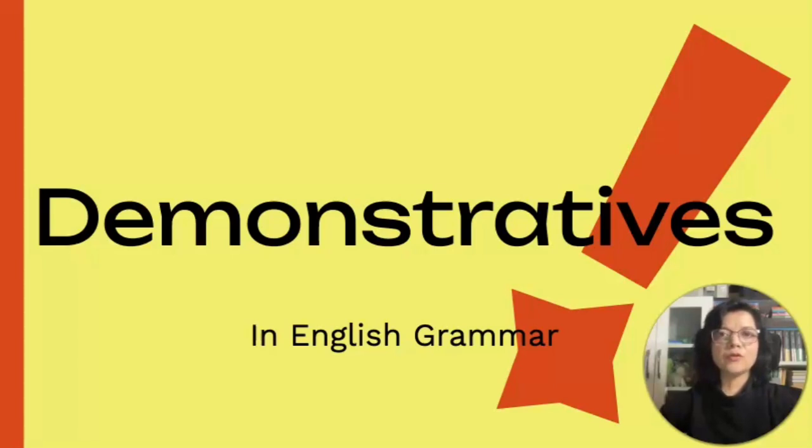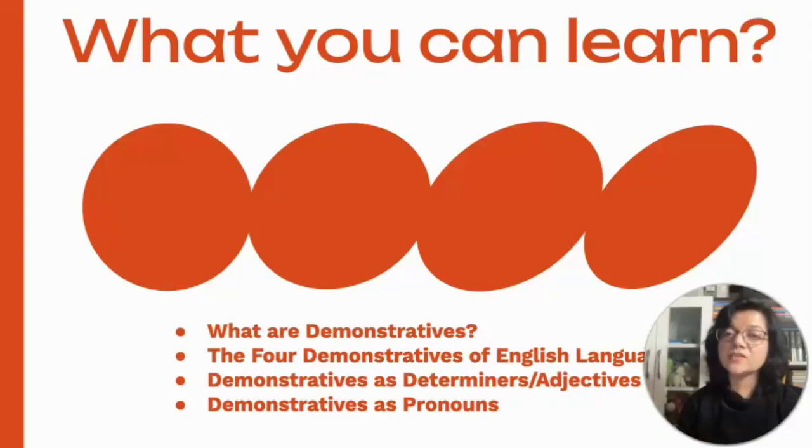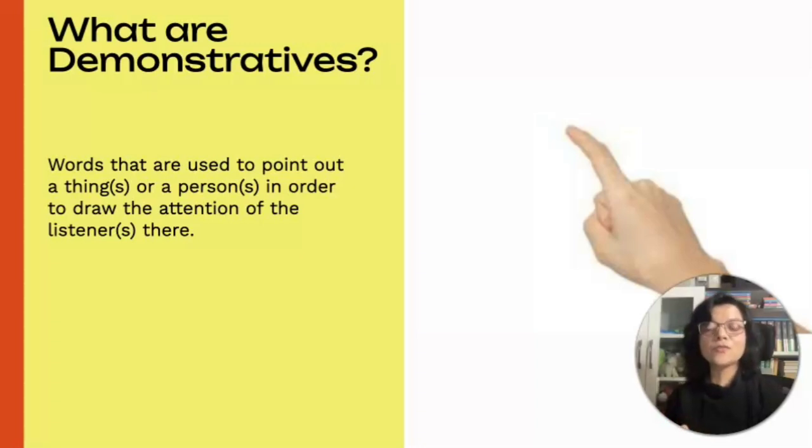Students of English grammar know that there are 4 demonstratives in English, which are this, that, these, and those. What you can expect to learn from this video are what demonstratives are, what are the attributes of the 4 demonstratives of English language, demonstratives as determiners or adjectives, and demonstratives as pronouns. So let's start from scratch.